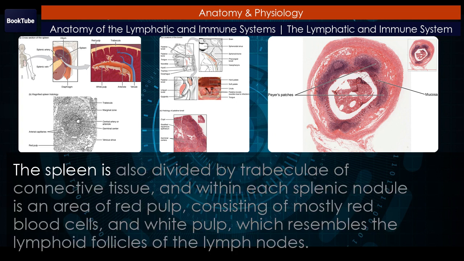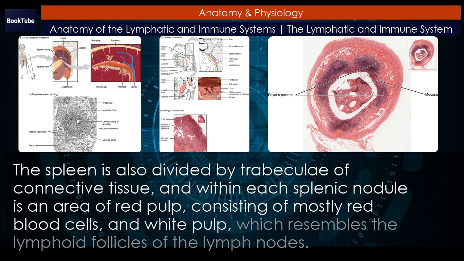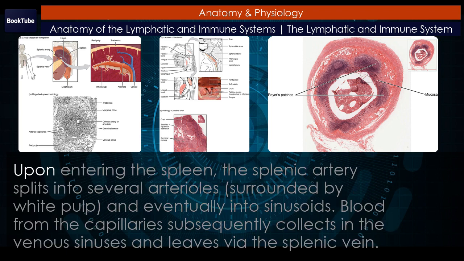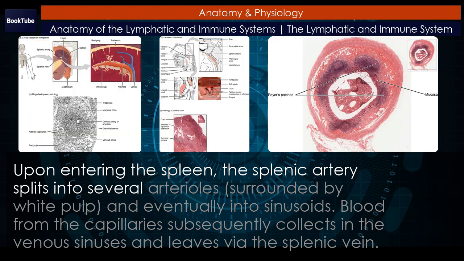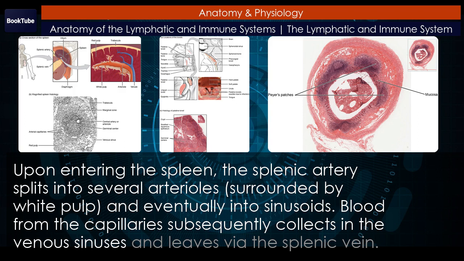The spleen is also divided by trabeculae of connective tissue, and within each splenic nodule is an area of red pulp, consisting of mostly red blood cells, and white pulp, which resembles the lymphoid follicles of the lymph nodes. Upon entering the spleen, the splenic artery splits into several arterioles, surrounded by white pulp, and eventually into sinusoids. Blood from the capillaries subsequently collects in the venous sinuses and leaves via the splenic vein.